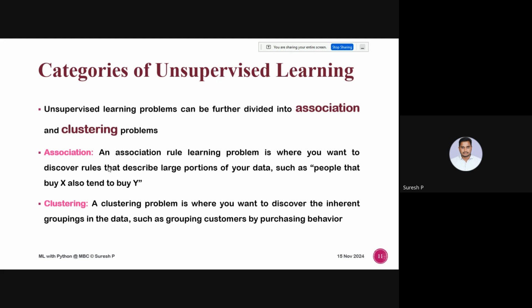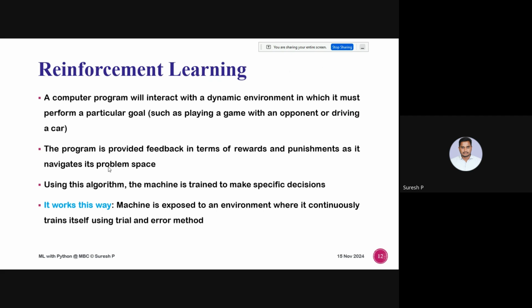Next one is clustering. In clustering, we identify patterns by grouping the data, and based on that we predict, understand or interpret information. That is called clustering. For example, grouping customers by purchasing behavior. Based on purchasing behavior, if you group the customers, that is called what? Clustering.